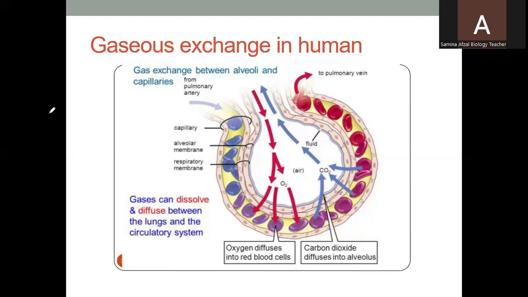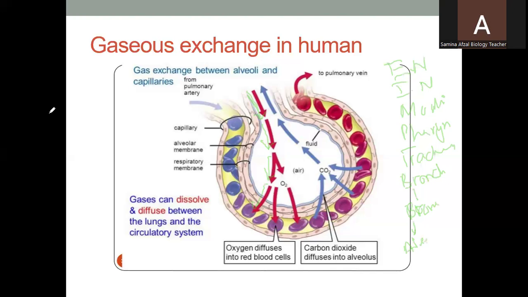This is the oxygen. How does oxygen travel? It goes from the external nostrils to the internal nostrils, then the mouth, from the mouth to the pharynx, pharynx to trachea, trachea to bronchus, bronchus to bronchioles and alveoli.